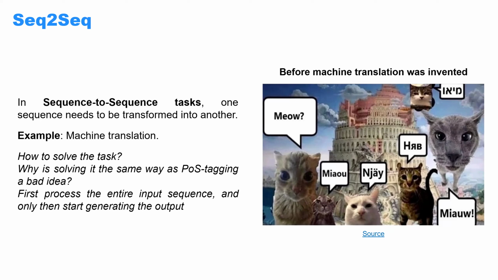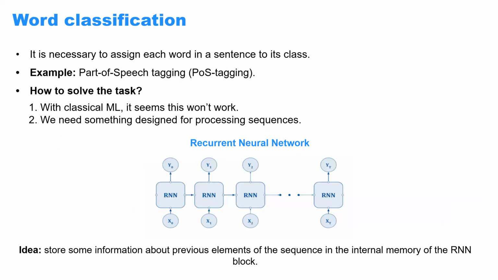So why would using such a simple architecture for machine translation, the one we used for part of speech tagging, perform poorly? Any ideas?